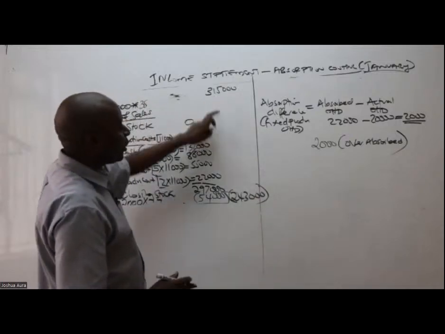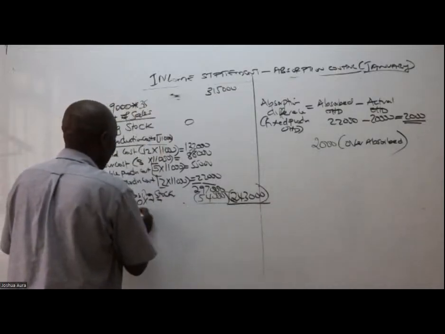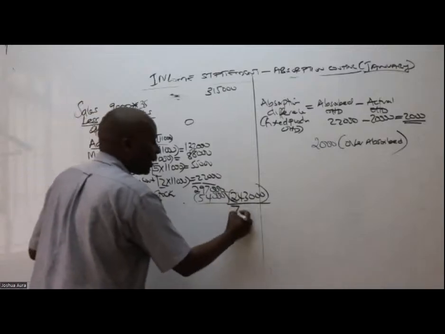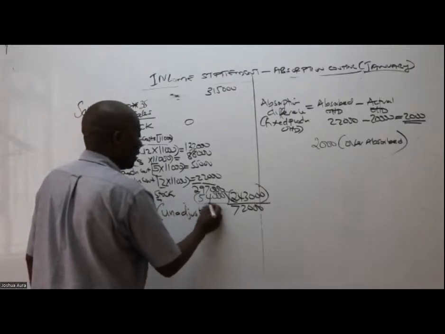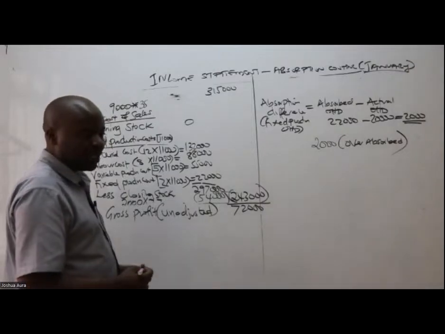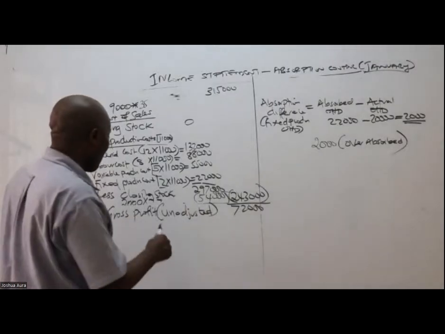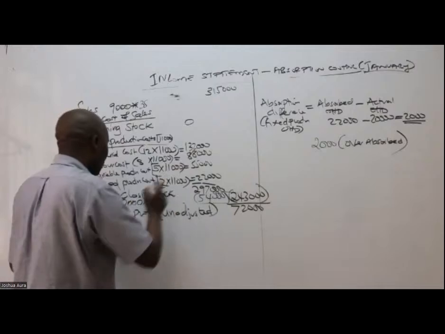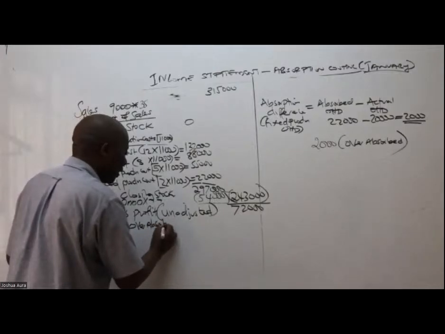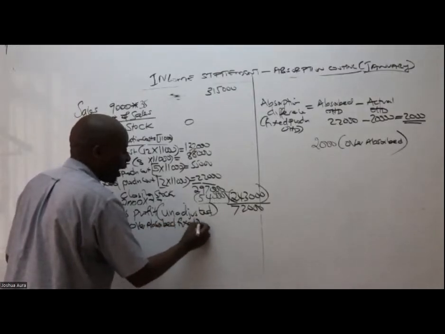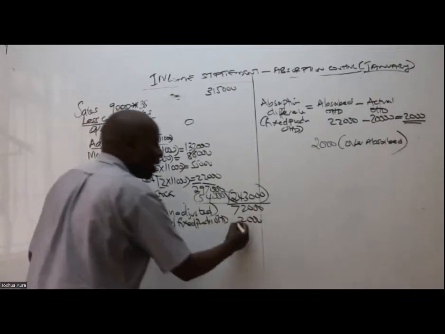So you take 315,000 minus 243,000. What are we getting here for our gross profit? Our gross profit is the one they are telling me is 72,000, which is unadjusted. So let's adjust this for the over absorbed. Add over absorbed fixed production overhead, which you guys have given me a figure of 2,000.